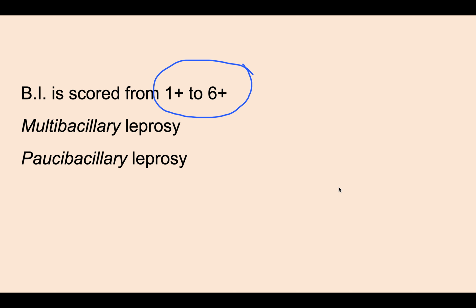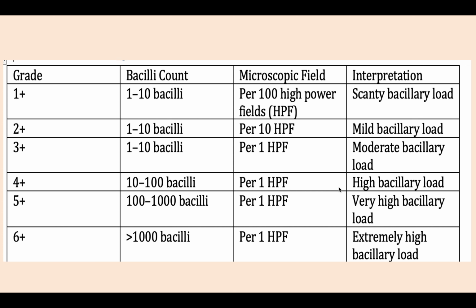Okay, and depending upon that it can be multibacillary leprosy or paucibacillary leprosy. As the name suggests, in multibacillary the bacteria will be more and in paucibacillary the bacteria will be less. Now the grading method, the proper grading method is from +1 to +6.